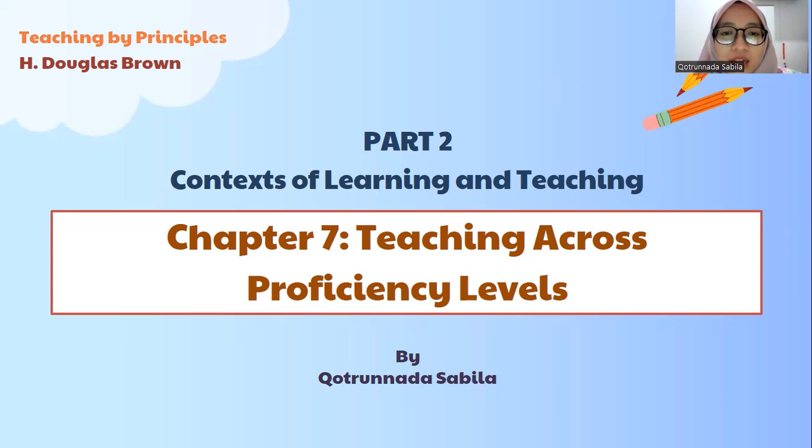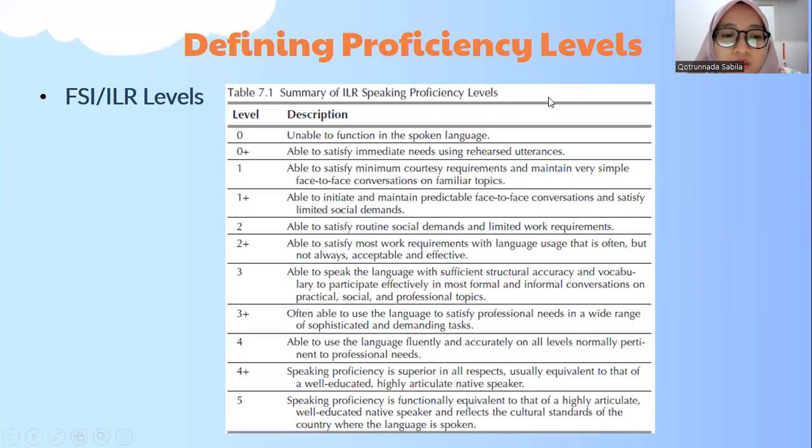Today I would like to explain part 2, context of learning and teaching, chapter 7, teaching across proficiency levels, from Teaching by Principles by Douglas Brown. So let's get started. First, defining proficiency levels.